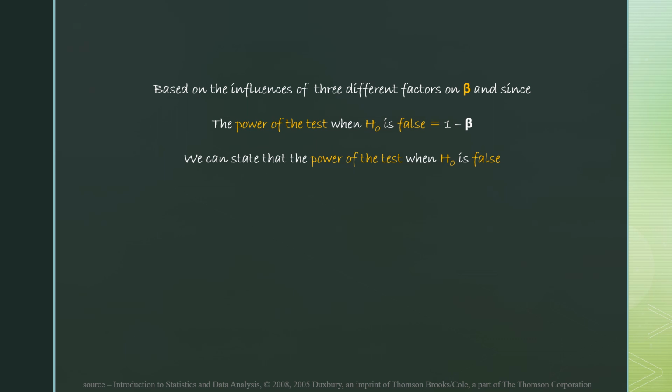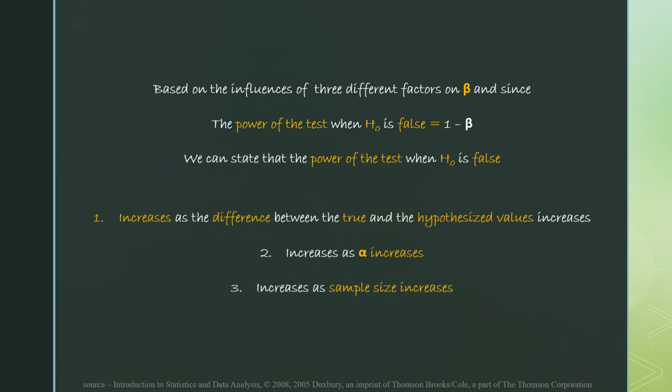Based on the influence of three different factors on beta, and since the power of the test when H0 is false equals 1 minus beta, we can state that the power of the test when H0 is false increases as the difference between the true and the hypothesized value increases, increases as alpha increases, and increases as the sample size increases.